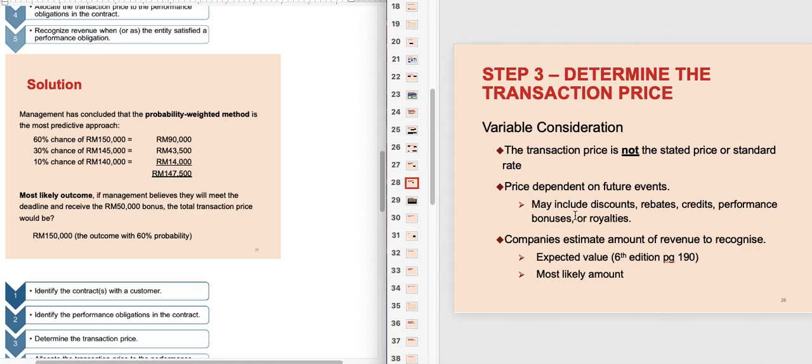So whenever the company wants to set the transaction price and include this variable, the entity must make sure that the uncertainty of the variable is resolved, which means that it is based on their experience, based on similar contracts that they have done previously. Okay, all right.